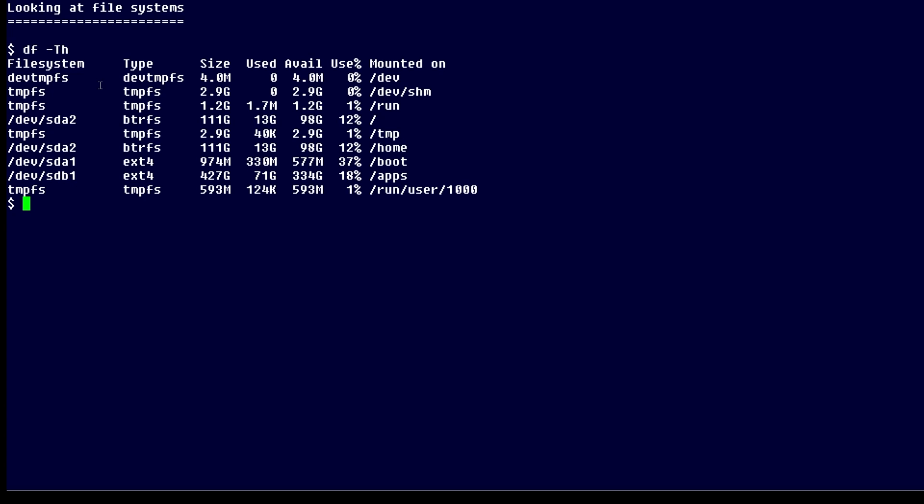So as with the df -h command, we do have a lot of other information. The file system names, of course, the size of the file system, how much space is used and available, the percentage, and where the file systems are mounted. Well, that is your Linux tip for the df -T command.